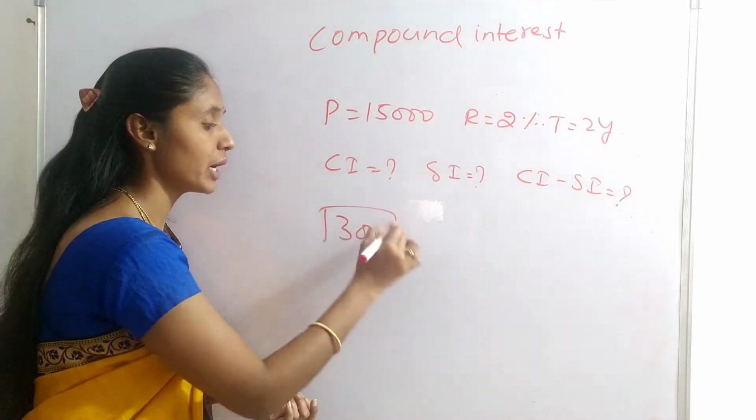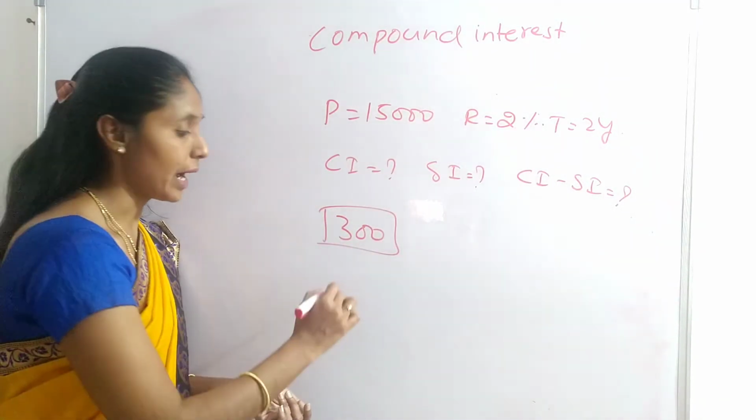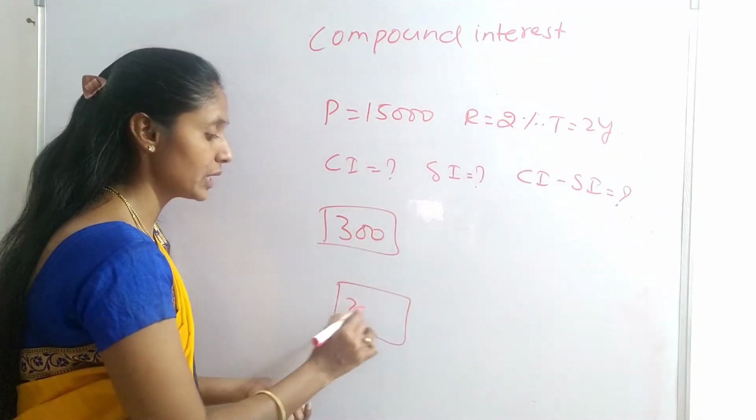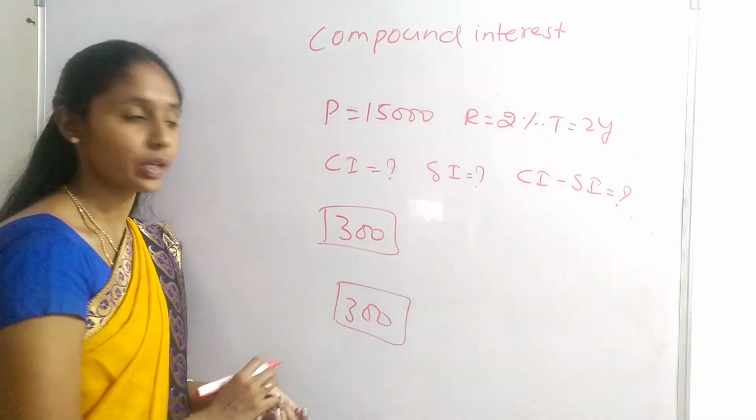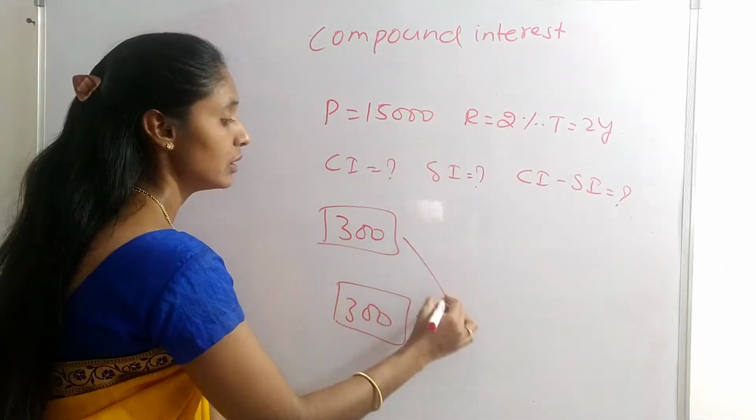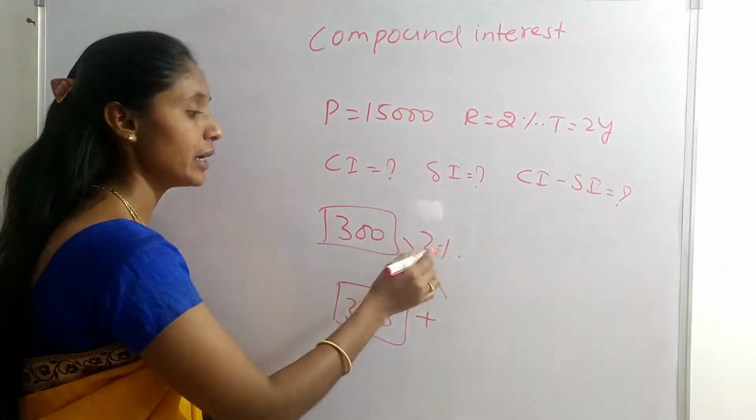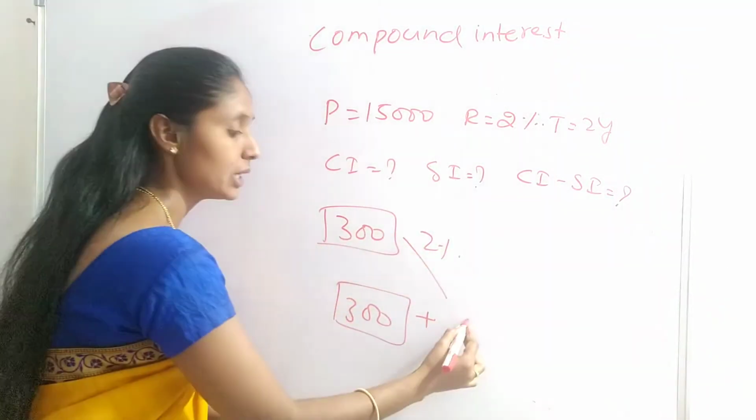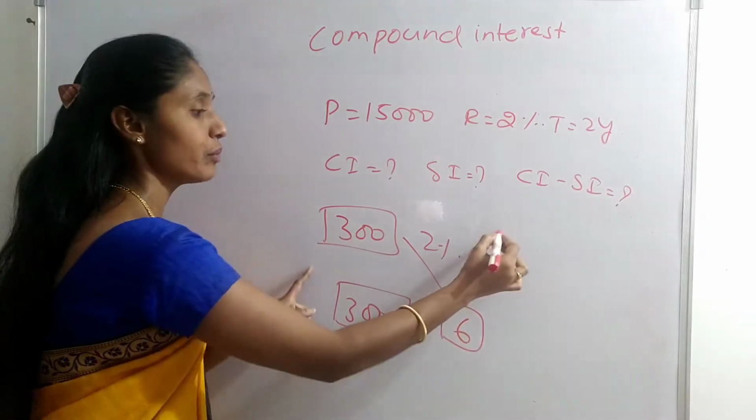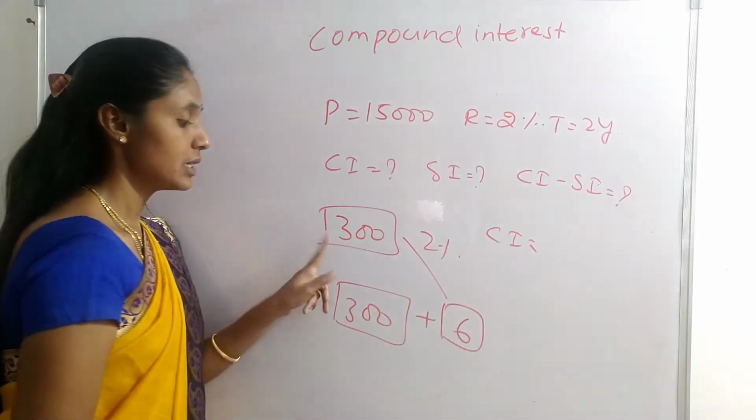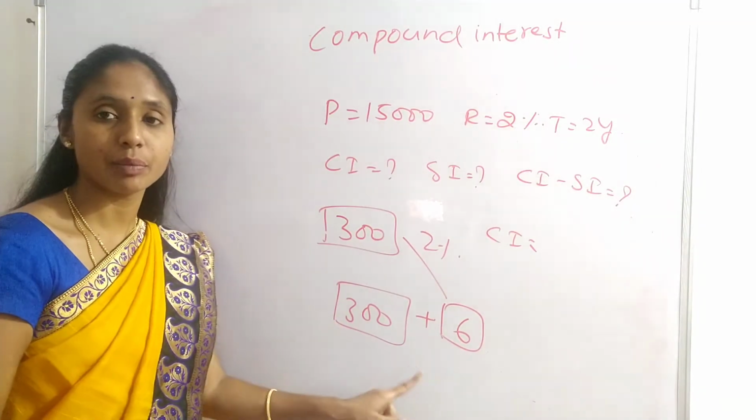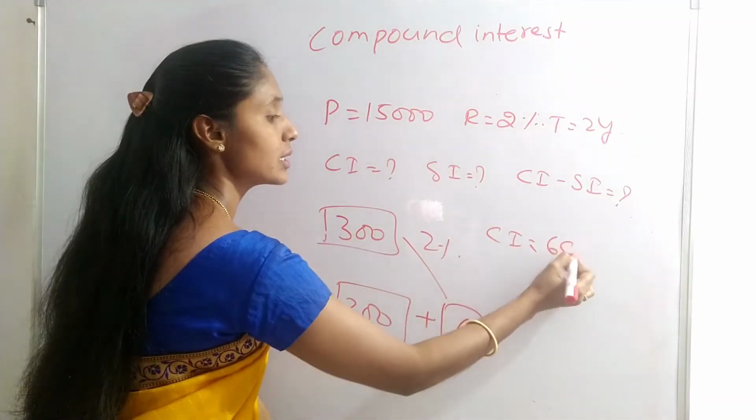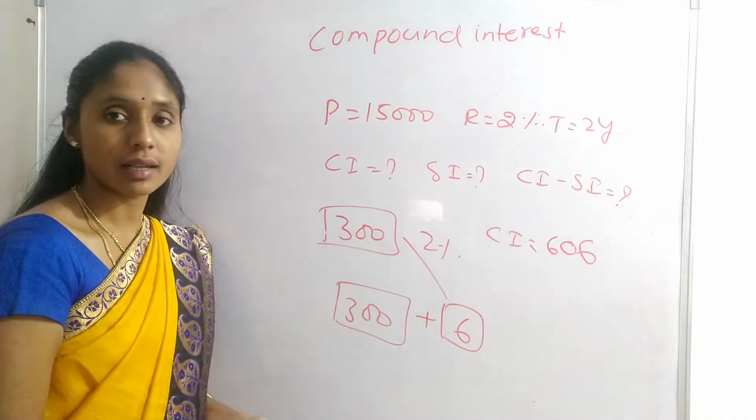Simple interest for 1 year is 300, and the second year is also the same, that is 300. Okay, then plus 2% again, 300 into 2 by 100. 100 cancel. 3 twos are 6. So from this, the compound interest is 300 plus 300 plus 6. 606 is the compound interest.